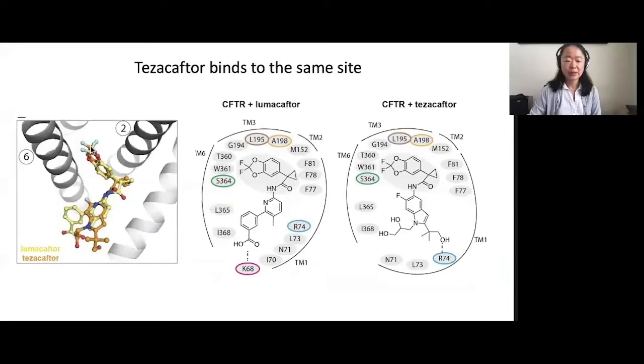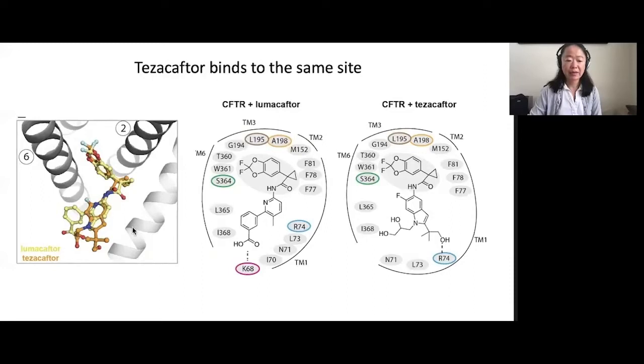Here, we superimpose the two drugs, lumacaftor in lighter yellow and tezacaftor in orange. And you can see the region that they share, which we call the BCC head group, highlighted here and also in the two schematic views in gray. It inserts into the pocket between the transmembrane helices, and they're also interacting with the same set of amino acids inside the pocket.